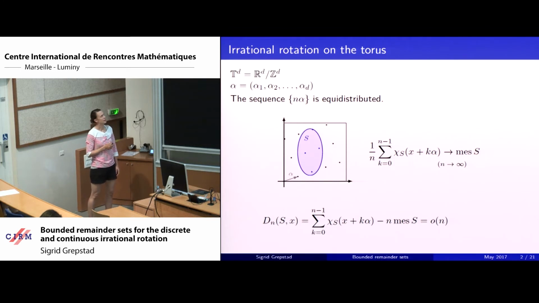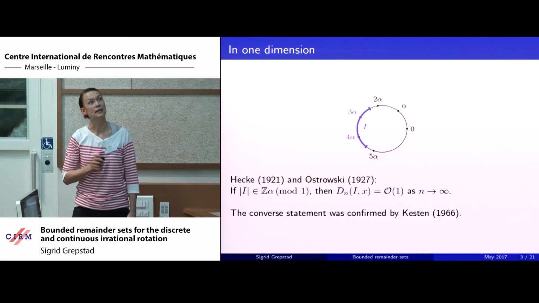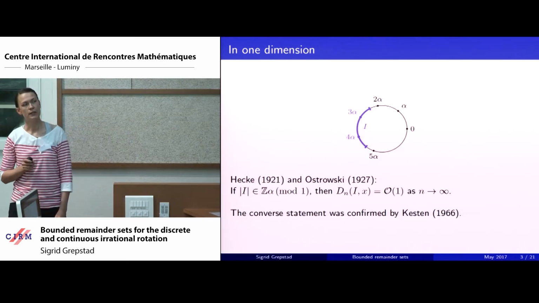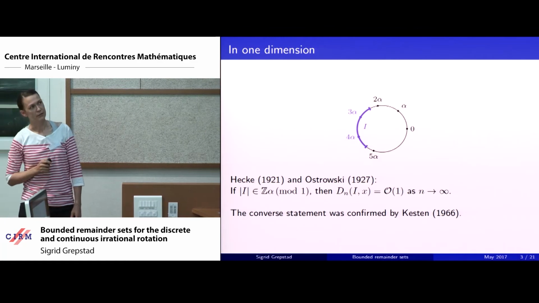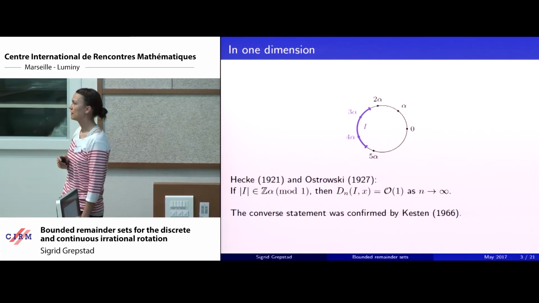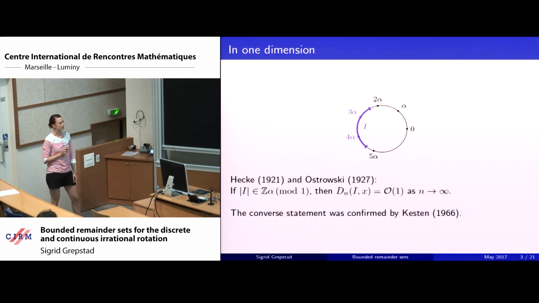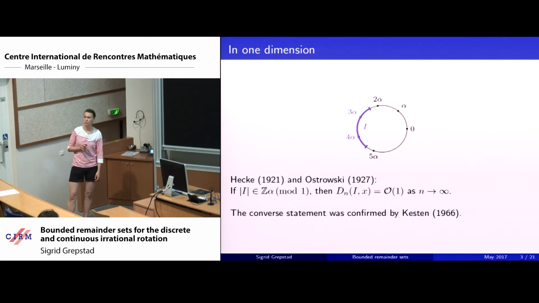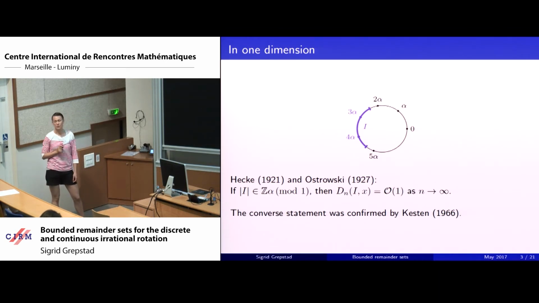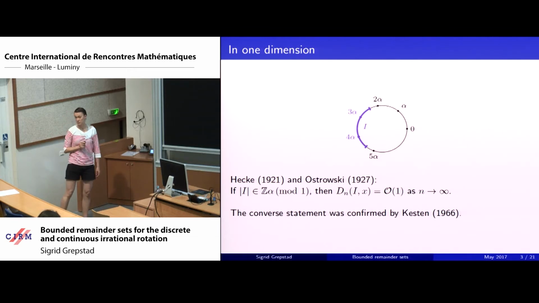So let's start by reviewing what is known in one dimension in the very simplest case where this S is an interval. There is a result which is now nearly 100 years old by Hecke and Ostrowski that says that if the length of this interval belongs to Z alpha mod 1, then necessarily this discrepancy is going to be bounded as n tends to infinity. And the converse statement was conjectured by Erdős and Szüsz and proven by Kesten, this was 40 years later, that indeed the discrepancy is bounded only if the length is of that specific form.